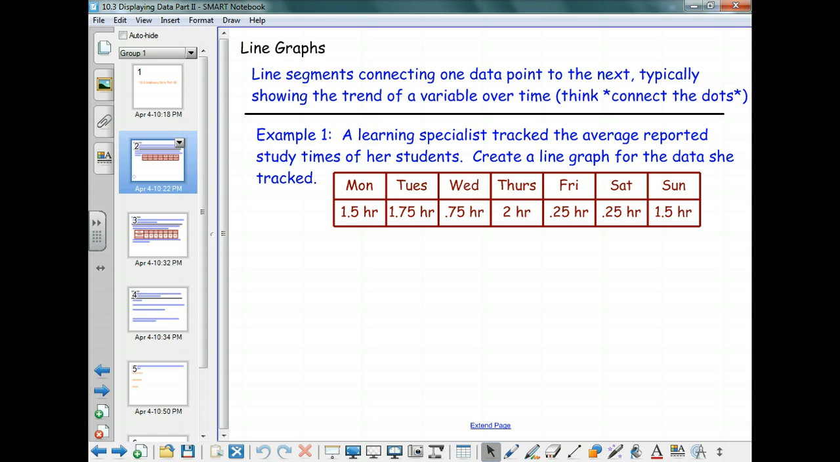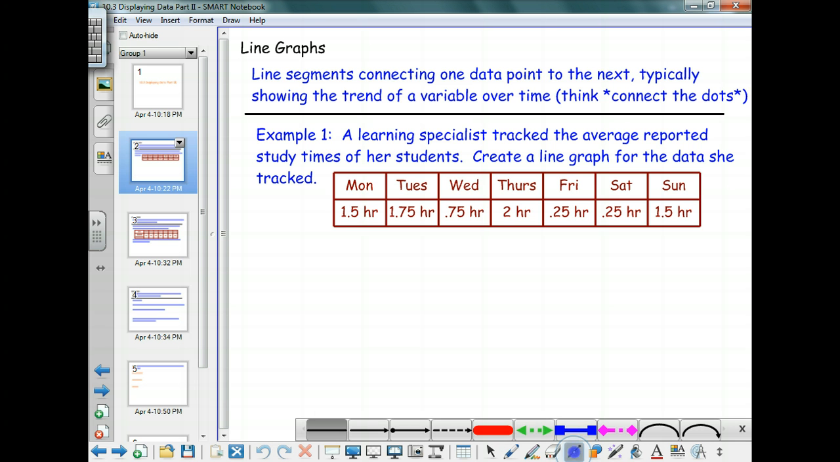For example, let me take a look at this one. A learning specialist tracked the average reported study times of her students. Create a line graph for the data that she tracked. So the first thing we're going to do is create our X and our Y axis.